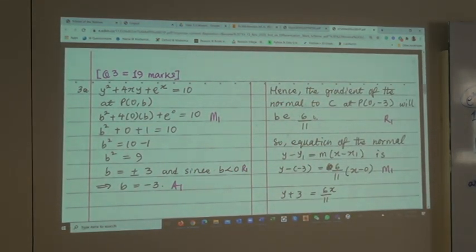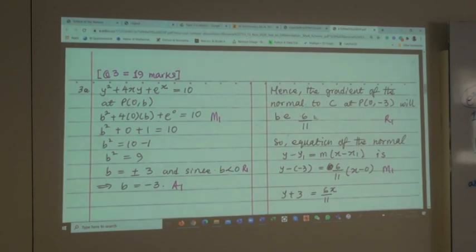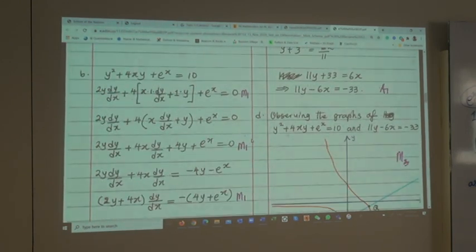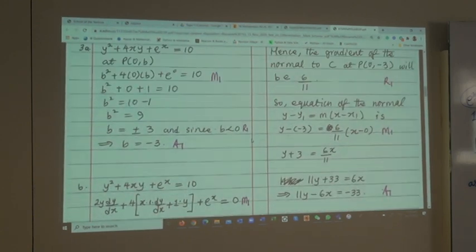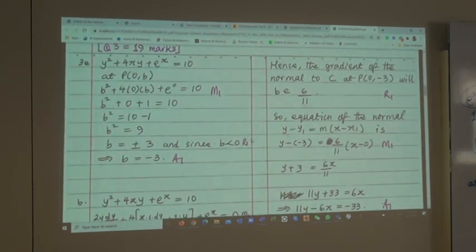Then someone forgot the fact that b must be less than 0 and decided to continue using 3, and that affects so many other work. I gave such person, I think, follow-through marks. FT. FT means follow-through. Follow-through means if not for your mistake, you are still logical in your calculation.